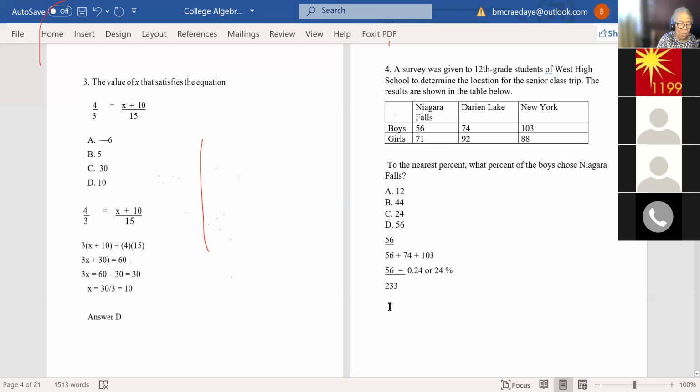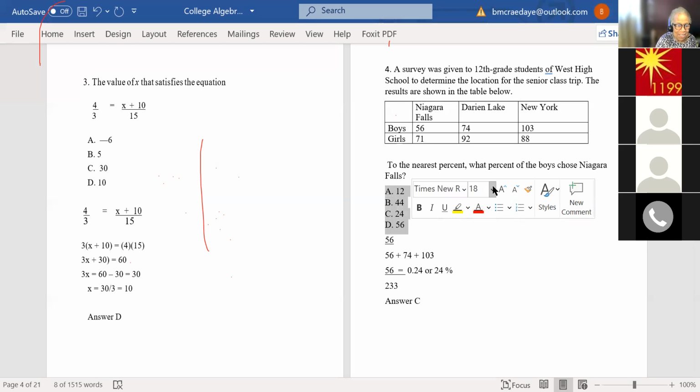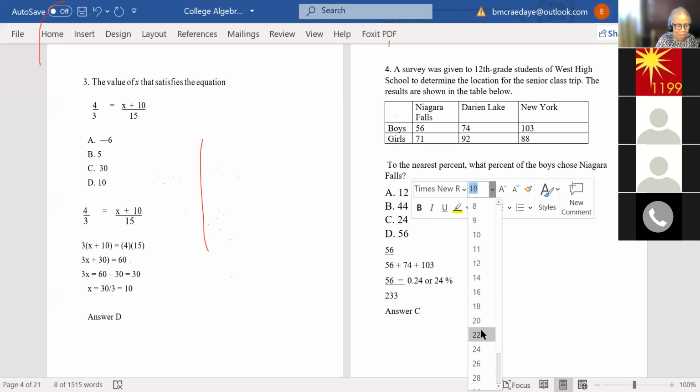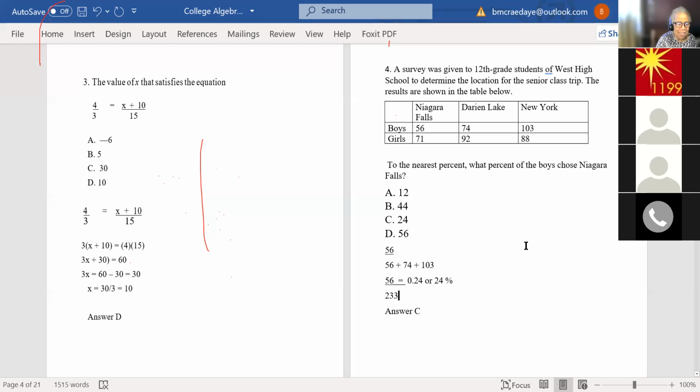Yeah, 24. I'm trying to find it in the answers. Answer C. Yeah, I've been looking for 24 and I don't see it. Yeah, C, right here. Make it bigger. Okay. See, C is 24. Oh, okay.